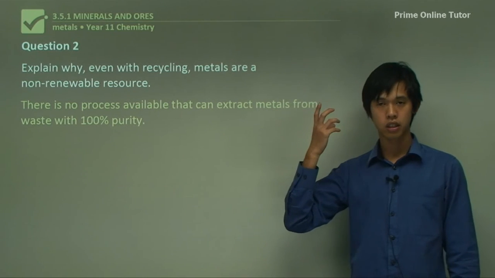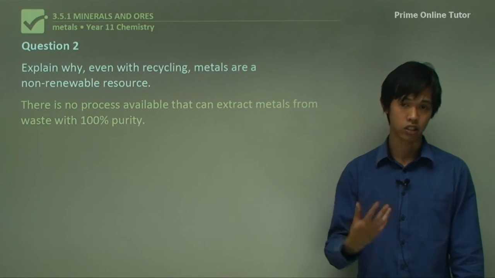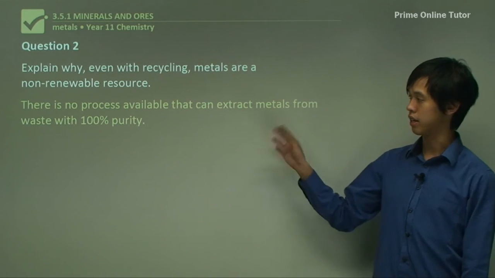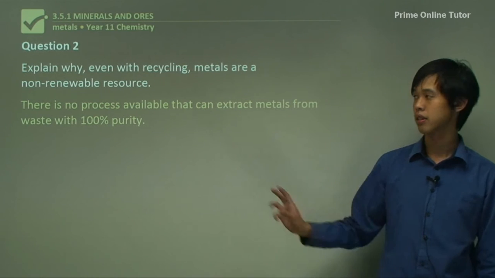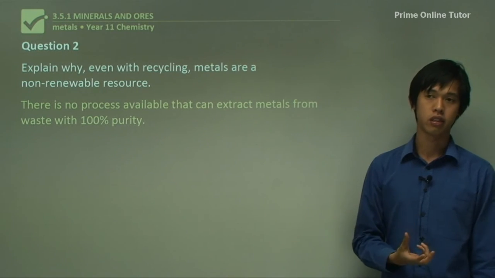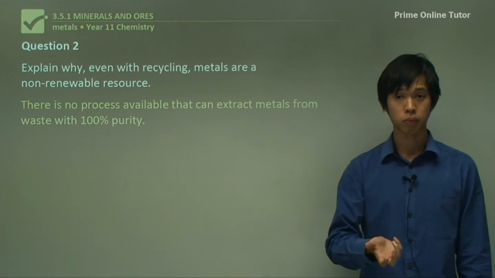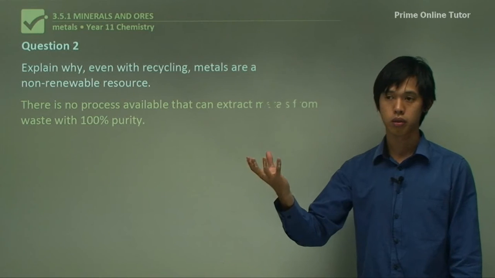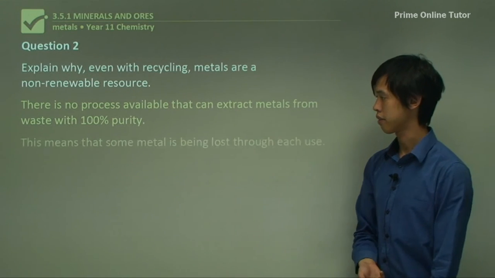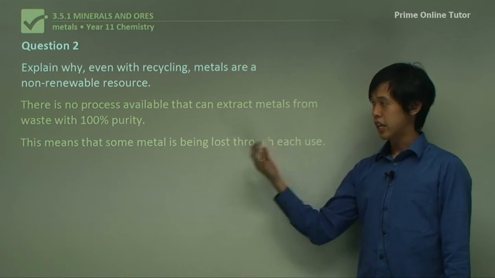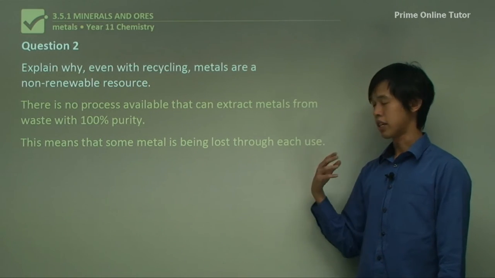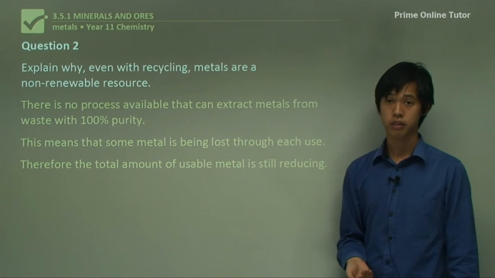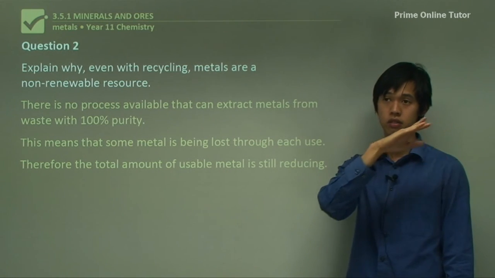So in science, or in engineering at least, we can never quite get 100%. We can come close, and there are some things that are really, really close, but we can never get 100% because the world is not perfect. So we can't extract 100% of the waste into metal again. That means some metal is lost after each use, and therefore the total amount of usable metal is still reducing.